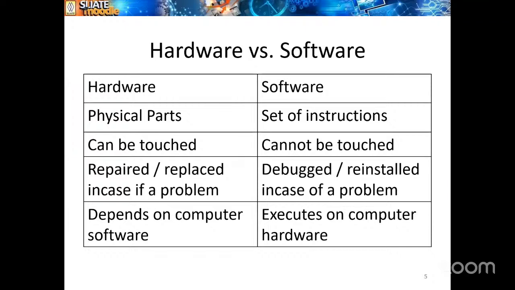Okay. So both software and hardware depend on each other. The hardware depends on the software. The software depends on the hardware. Without software, we cannot run the hardware. Without hardware, we cannot run the software. So these are the major differences between the hardware and the software.